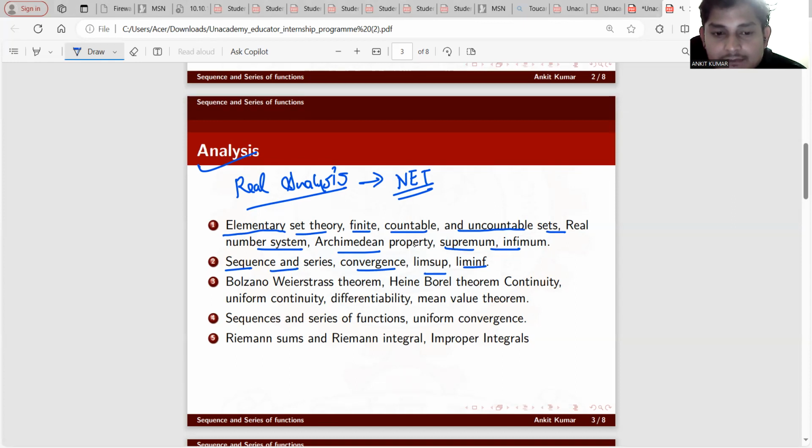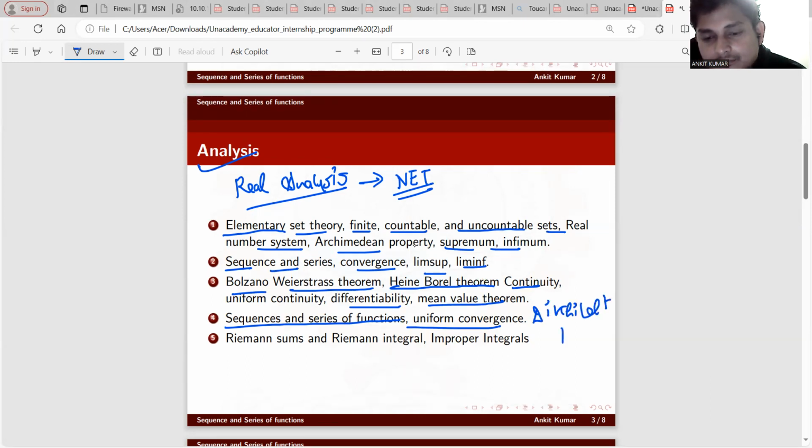After that, I will cover Bolzano-Weierstrass theorem, Heine-Borel theorem, continuity, uniform continuity, differentiability, mean value theorem, generalized mean value theorem, and so on. In the fourth part of this unit, I will cover sequence and series of functions, which is mainly uniform convergence. In this part, I will cover Dirichlet test, Abel's test, Weierstrass M-test, and so on.